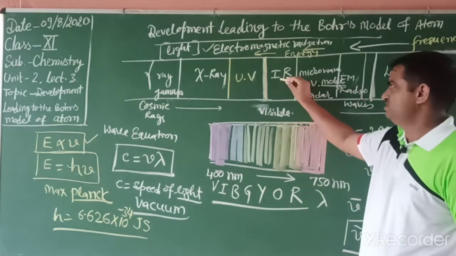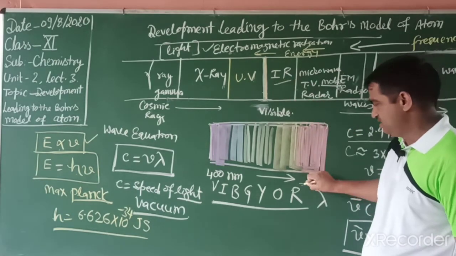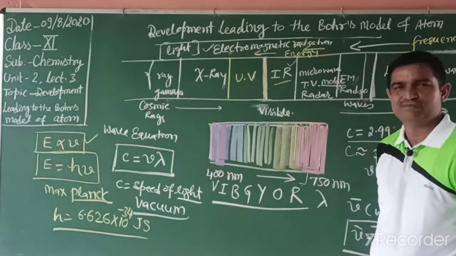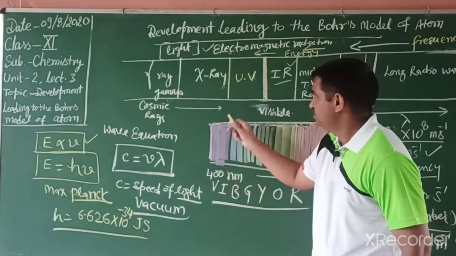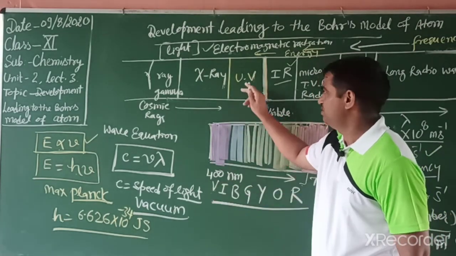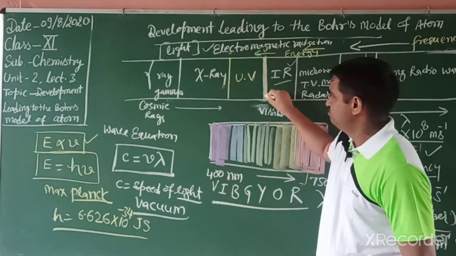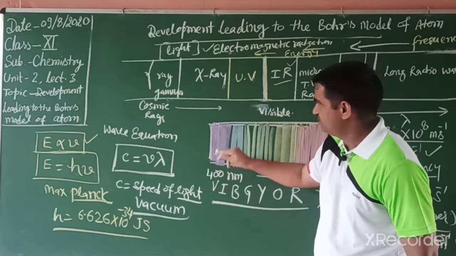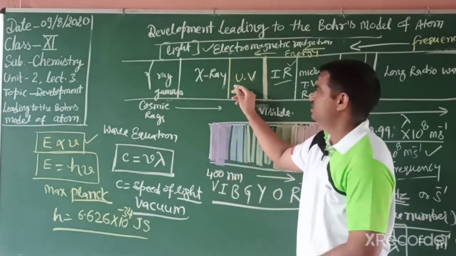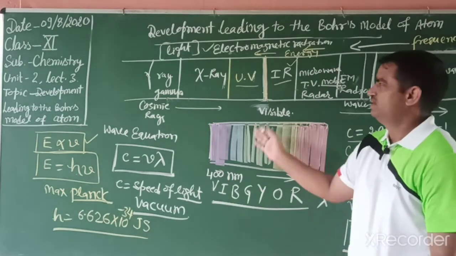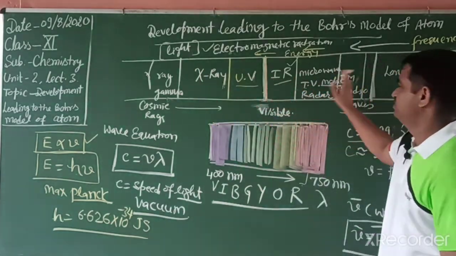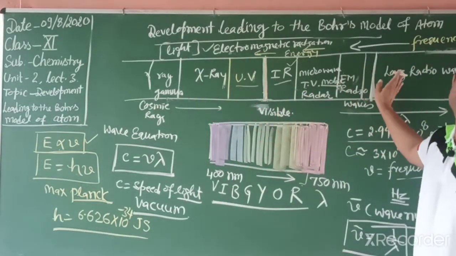Near red is infrared, easily remember, R and R. Near violet, V, is ultraviolet. At first you write visible, then violet color on the left side, so that is ultraviolet, and after that X-ray, gamma ray, and on this side microwave and radio waves.